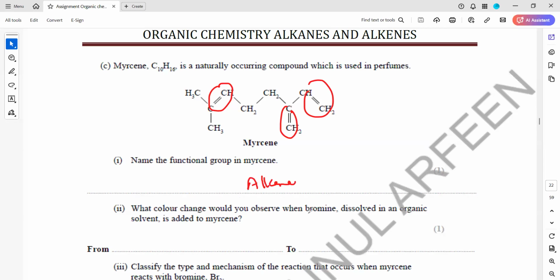What color change will we observe if bromine dissolved in an organic solvent is added? There is a difference between aqueous bromine and organic bromine. If it is aqueous bromine, then we say from orange to colorless. But in this case, it should be brown to colorless. It is acceptable to say orange or orange-yellow. That's fine. The final color will be colorless. So starting from orange to colorless or brown to colorless.